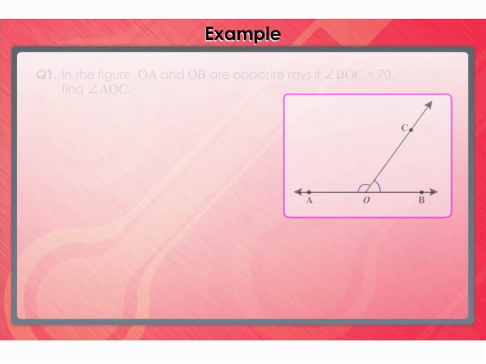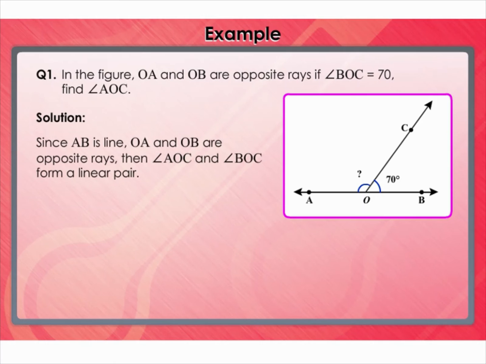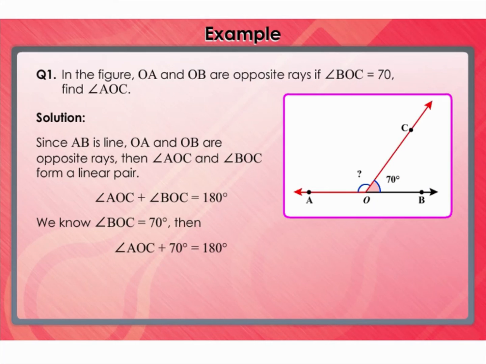Let's see a few example problems here. In the figure, OA and OB are opposite rays. If angle BOC is equal to 70 degrees, find angle AOC. Since AB is a line, OA and OB are opposite rays, then angle AOC and angle BOC form a linear pair. Angle AOC plus angle BOC is equal to 180 degrees. We know angle BOC is equal to 70 degrees. Then angle AOC plus 70 degrees is equal to 180 degrees. On simplifying, we get angle AOC is equal to 110 degrees.